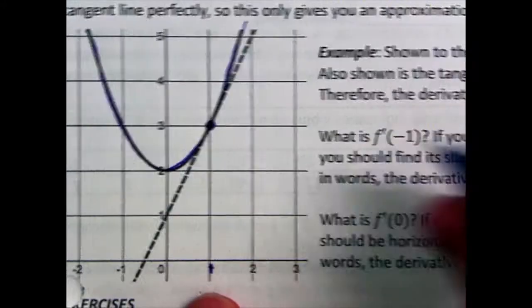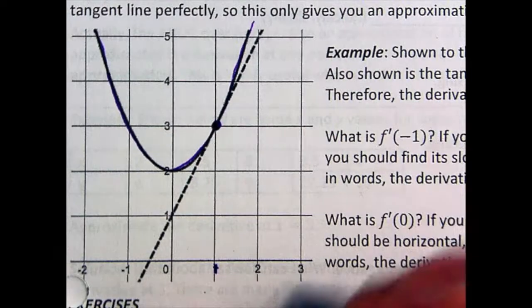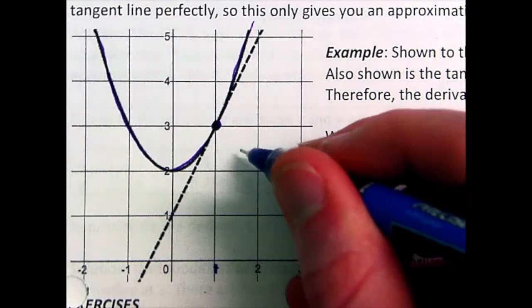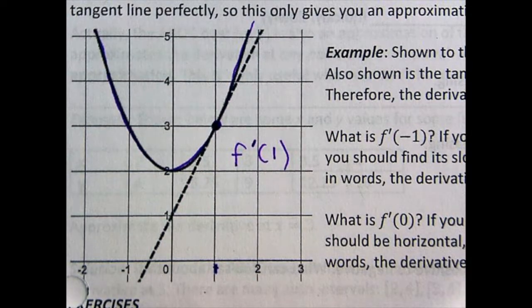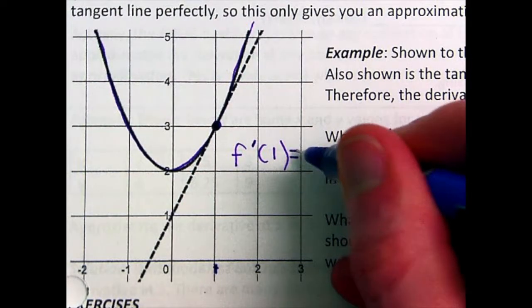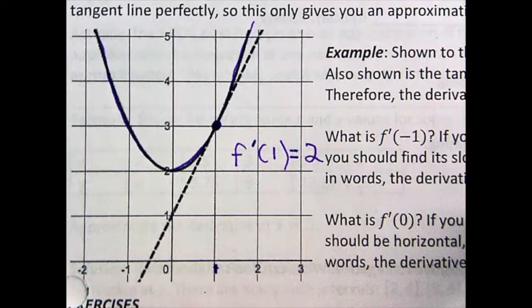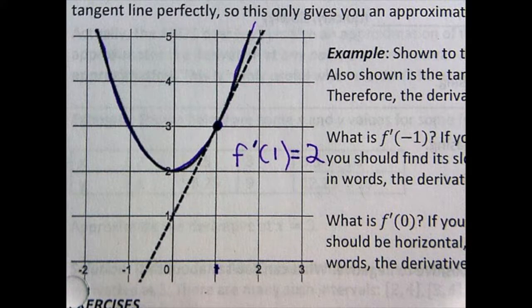So symbolically, what we would say here is that f prime of 1, that's the derivative of f at 1, that's the slope of the tangent line at 1, is equal to, what was that slope? It was 2. So we would say that f prime of 1 is equal to 2.